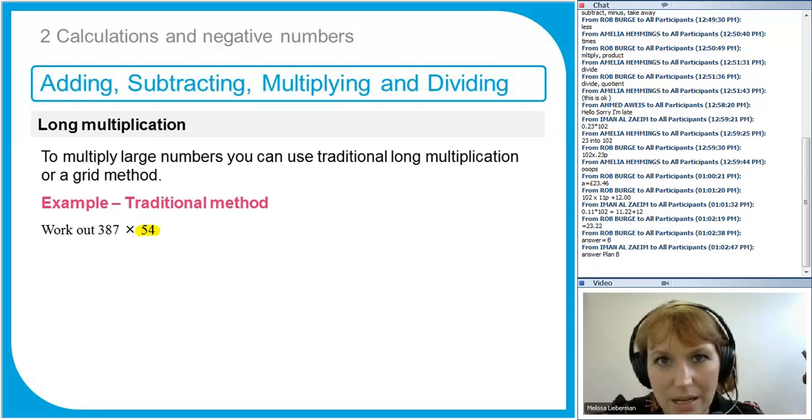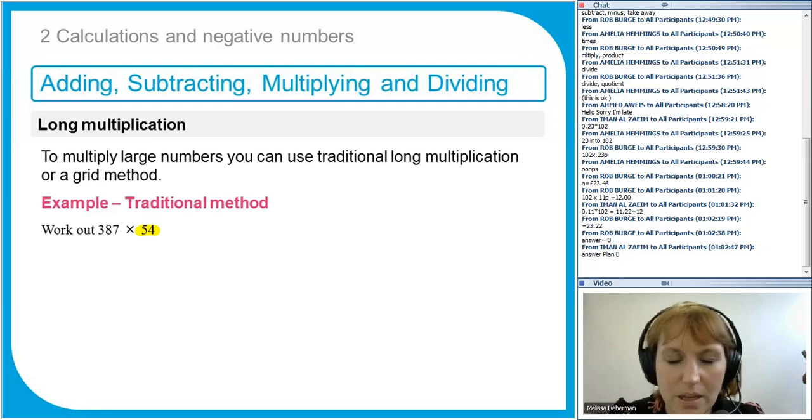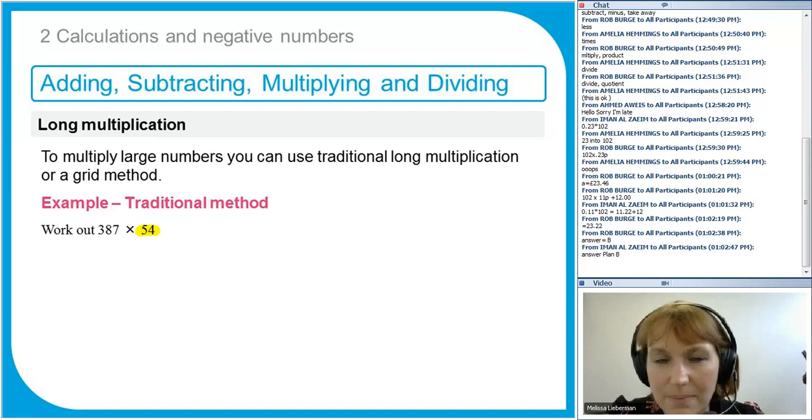Hopefully you know how to work out short multiplication, but it should become clear. It should come back to you with some practice. So we're going to multiply 387 by 4. Then we're going to multiply 387 by 50. So you put a 0 to multiply by 10, and then just multiply by 5. Add those 2 together, and that will give you your total.